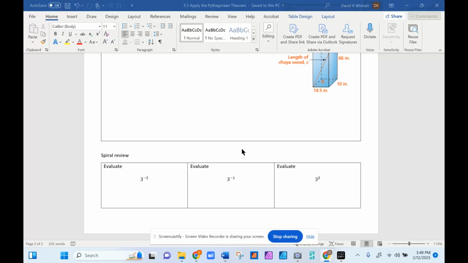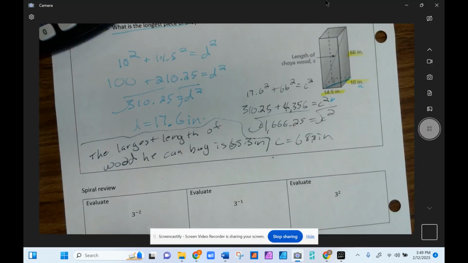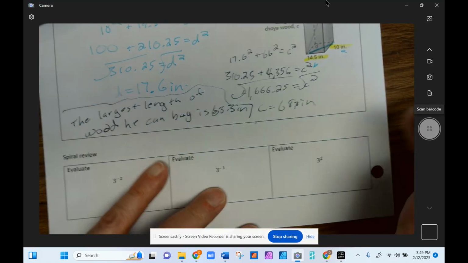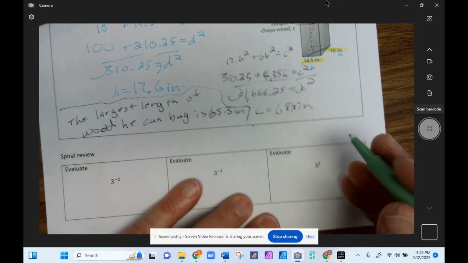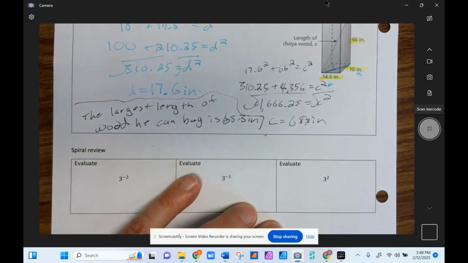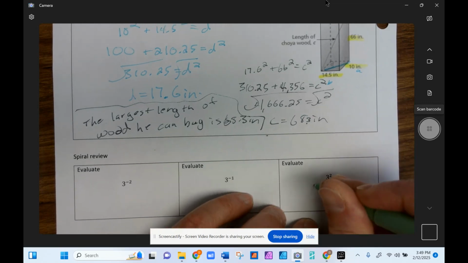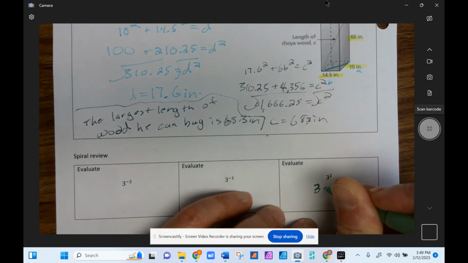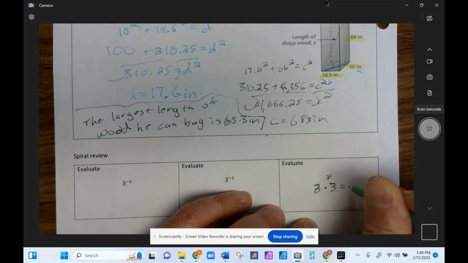Let's do the spiral part of this, guys. Let's actually start over here. 3 squared. Is this actually working? It is not. There we go. Okay. So let's start with 3 squared here, just because we have seen more problems like this. We all know, hopefully at this point, that 3 squared is 3 times 3, which is 9.